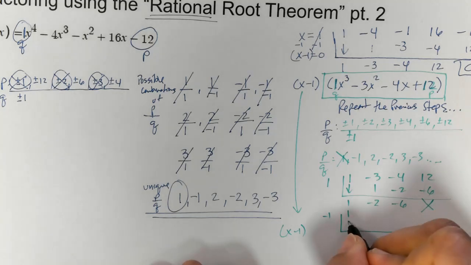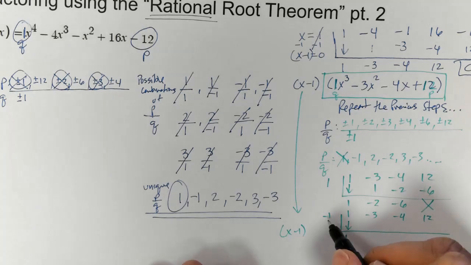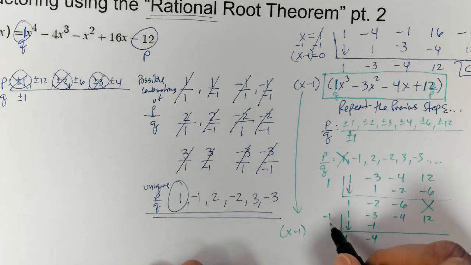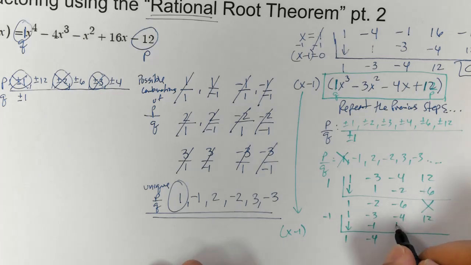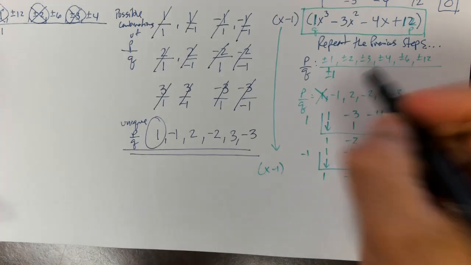This is a trial and error portion, right? I got to try them all out until something works. Negative 1 times 1 is negative 1. As I add these, I get negative 4. Negative 1 times negative 4 is positive 4. When I add these, I get 0. Negative 1 times 0 is 0. When I add those, I get 12. I do not get 0 as a remainder. Try the next one.